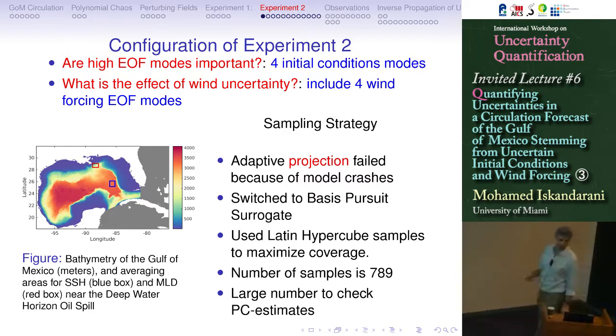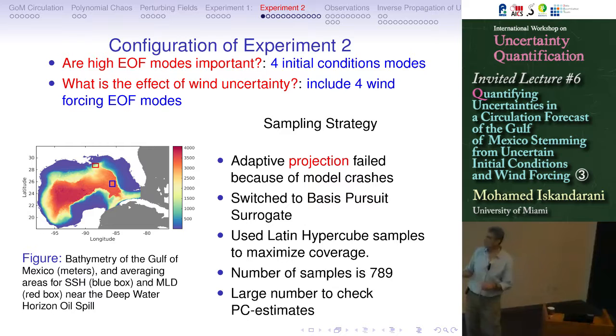So, armed with this, we decided to go after bigger questions. What about other sources? What about the two modes that we have neglected in the beginning, the higher order modes in the initial conditions? We've only put 50% of the variability. What happens if we increase that to 70%? Do we gain? And what would happen if we include other sources of uncertainty?